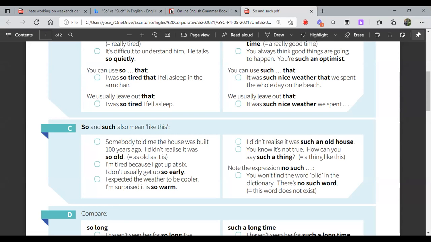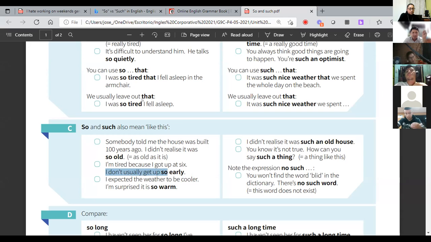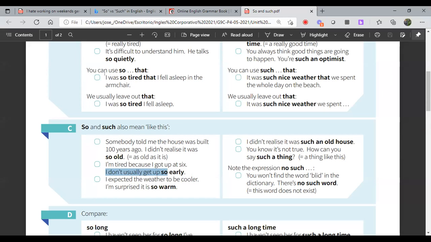I'm tired because I got up at 6, ¿verdad? Me estoy cansado porque me levanté a las 6, a las 5, a las 4, 4 y media. I don't usually get up so early. Normalmente no me levanto tan temprano. ¿Ok? As you see that one in there. The next one.